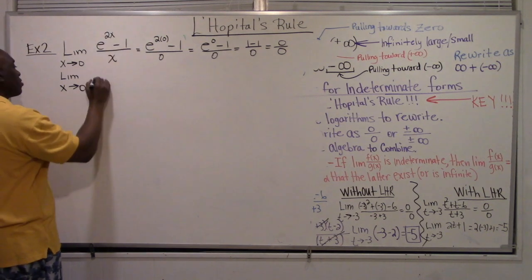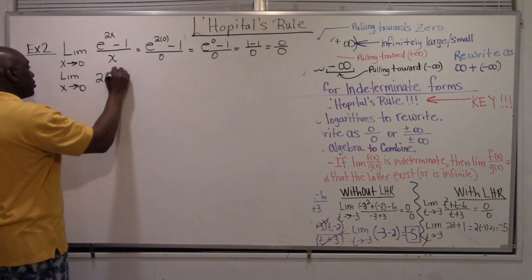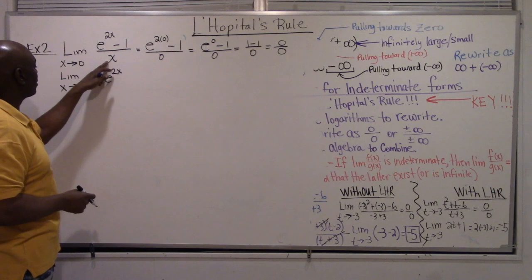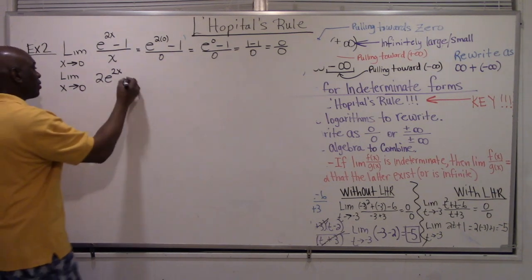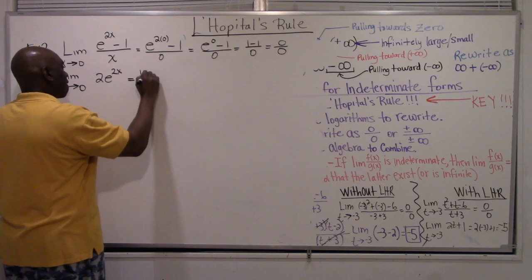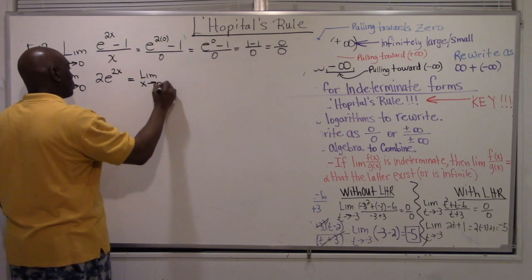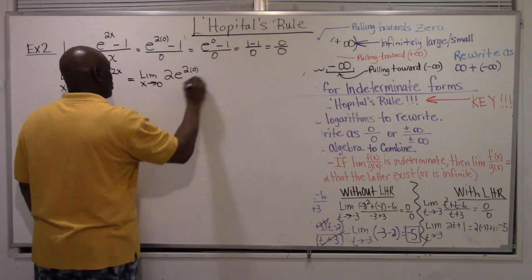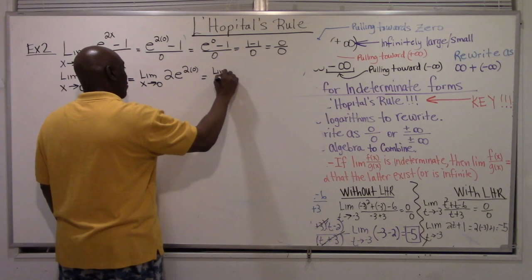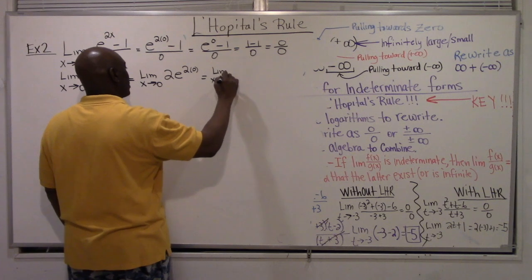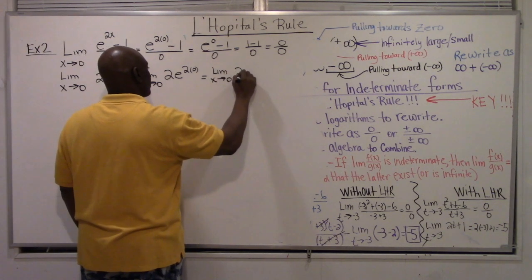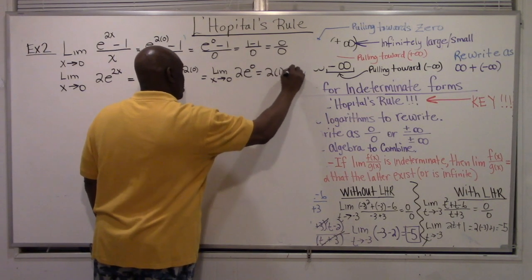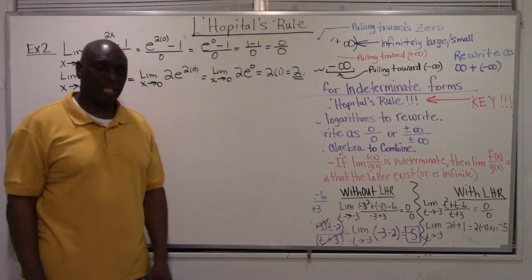The derivative of e to the 2x is 2 e to the 2x, and the derivative of 1 is 0, all divided by the derivative of x, which is 1. Which is going to equal the limit as x approaches 0 of 2 e to the 2 times 0, which gives us the limit as x approaches 0 of 2 times e to the 0, which equals 2 times 1, which is 2. And we're through.